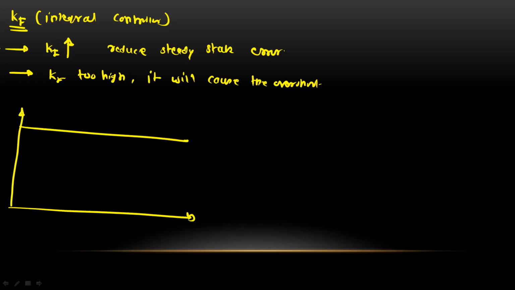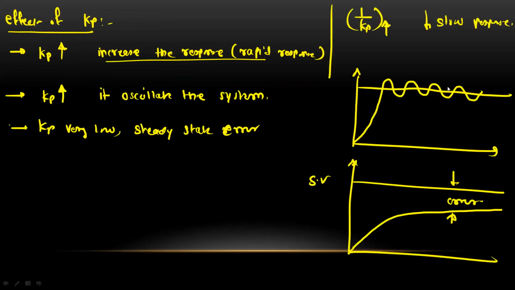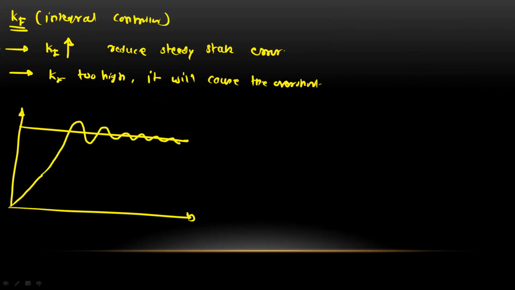Suppose this is the desired value and we get the output like this. Then because of the integral action, it will reduce this error. If you compare, this is the error because of the proportional controller, where we have only the Kp value. If you add the Ki value, then the combined output will be like this. So it will minimize the error.